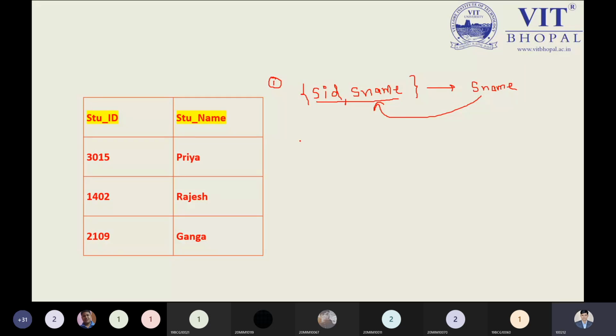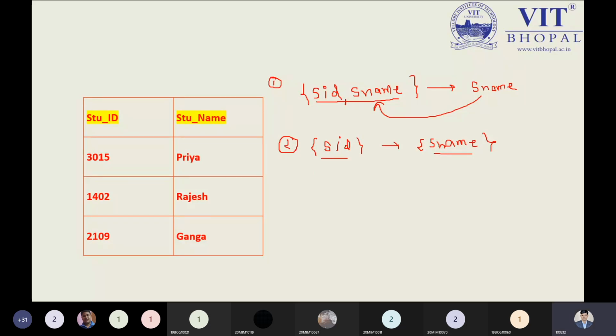Good. Next example I am writing over here. If I'm writing a simple example, student ID, it's a choice if you want to put all this inside the curly braces. It's a choice. So we can use. Now, can you tell me what kind of dependency we have? Sir, non-trivial. Why? Because student name is not a part of this subset. This is a set. That is the point we have to keep in mind. Yes, good. Okay, now clear?